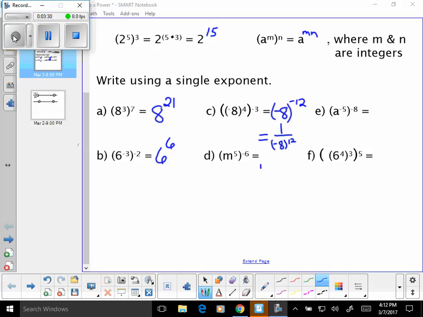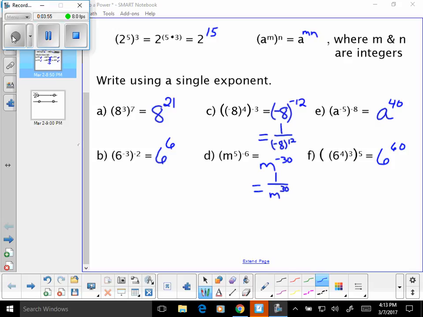Our base number is going to be m. 5 times negative 6 is negative 30. Now, that means I have to go to the reciprocal since I have that negative exponent. 1 over m to the 30th power. At this point, please hit pause and you do E and F.